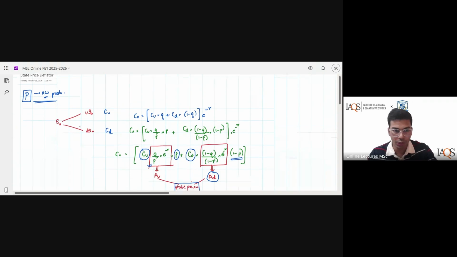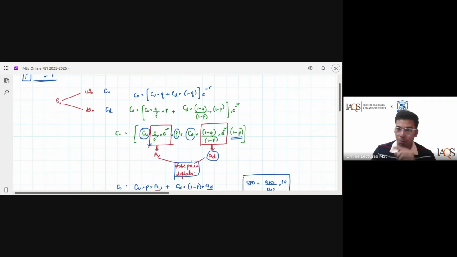Now, what did we do over here? I know S0 goes up to uS0, S0 comes down to dS0. Let's say the payoff at up move is Cu, the payoff at down move is Cd. I know C0, which is the option value at time 0, is essentially equal to Cu into Q plus Cd into 1 minus Q into present value factor, which is payoff into probabilities into PV factor.